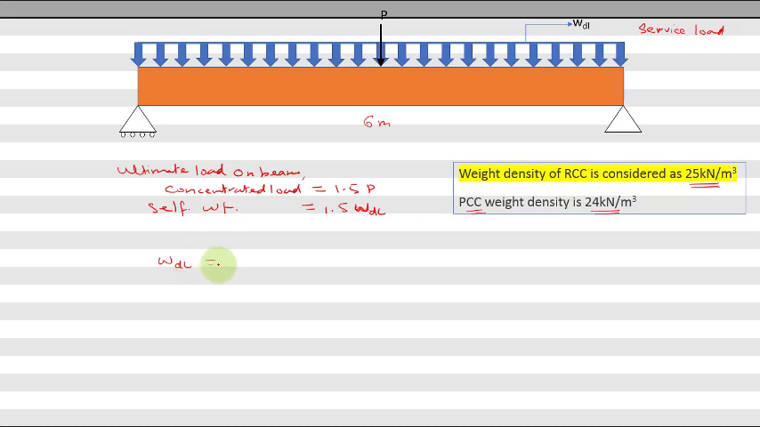WDL. What will be the self weight of the beam? Density of reinforced concrete into cross section area. So what is the cross section area of this beam? Width of beam was 250 mm, that is 0.25 meter, into depth of the beam, which was how much? 500 mm, that is 0.5 meter. So here you see again the unit is 25 kilonewton per meter cube. So that's why the cross section area has been multiplied with unit meter, 0.25 meter and 0.5 meter. This is the cross section area. So we get self weight of this beam in kilonewton per meter.